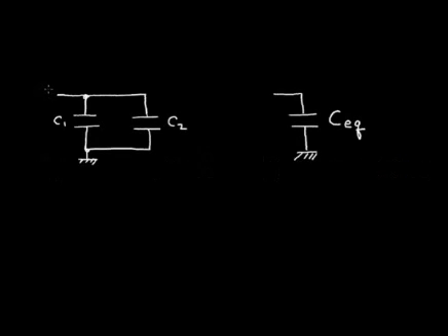On the left side, I have two capacitors connected in parallel, C1 and C2. I want to replace these two capacitors with one equivalent capacitor that I'm calling C sub EQ. Let's presume that initially all the capacitors have no charge, and I'm going to add some charge. I'm going to add 1 coulomb, and I will develop a voltage V.